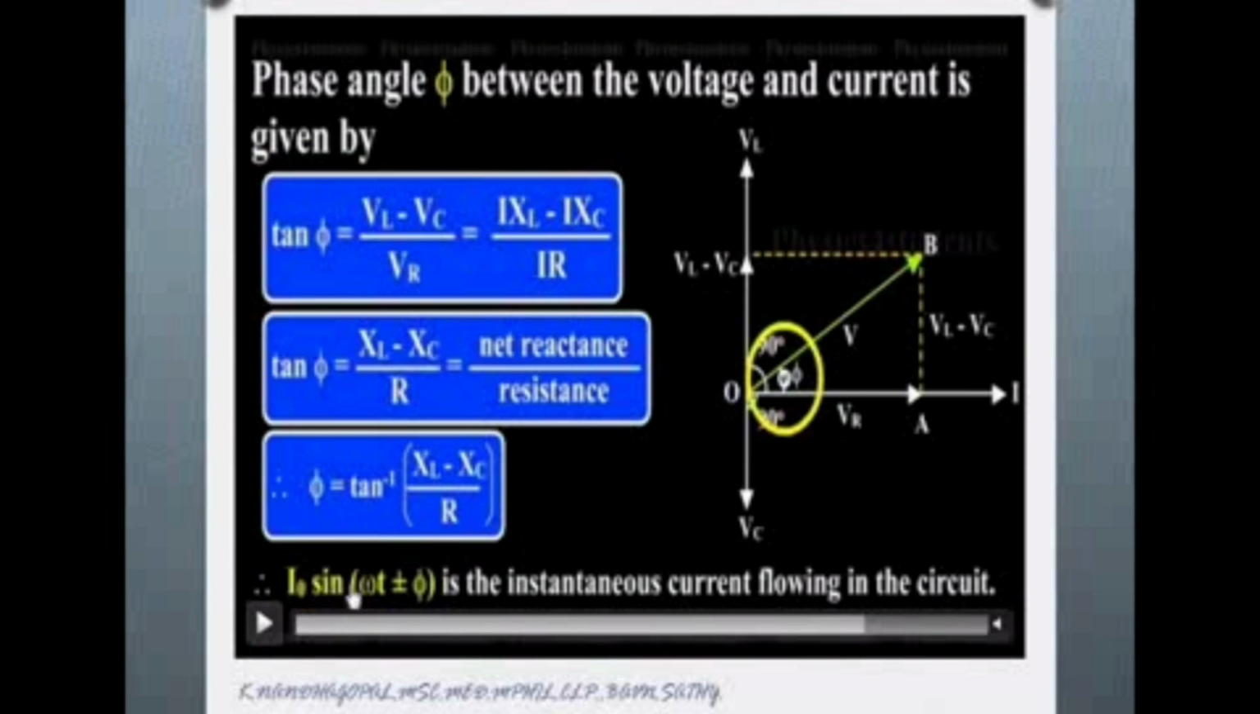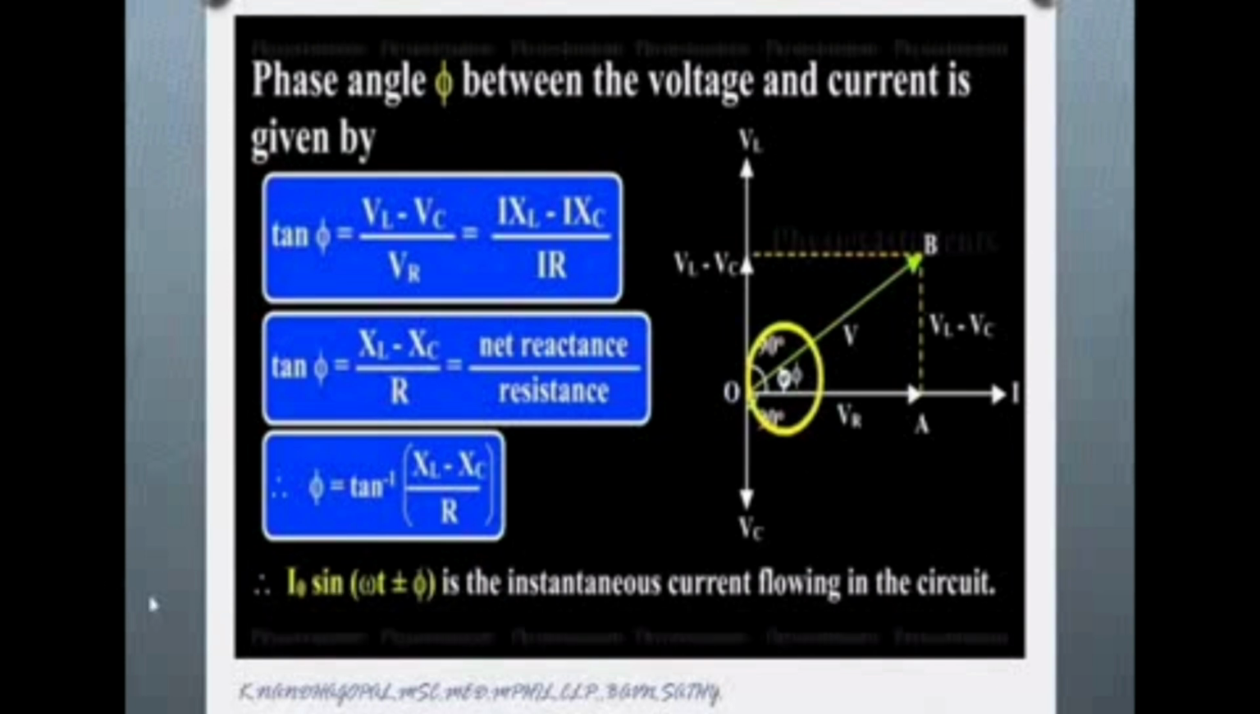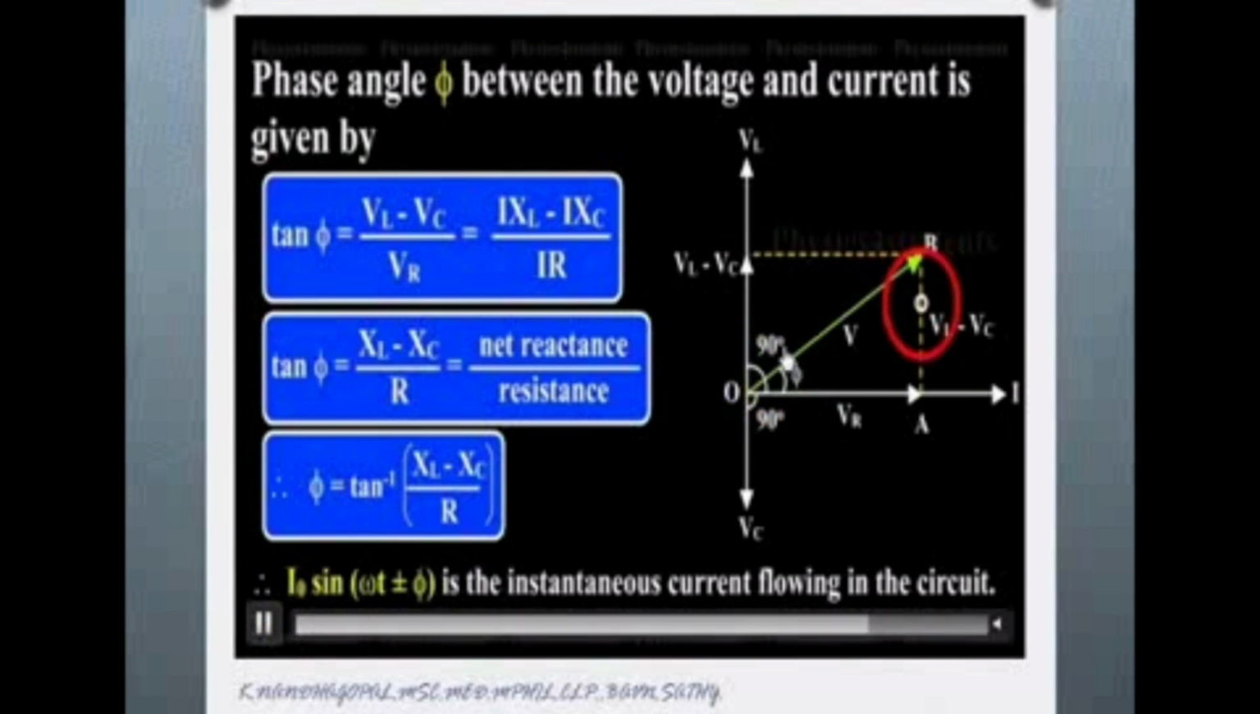So the final current I equal to I0 sin omega t plus or minus phi is the instantaneous current flowing through the circuit. Why do we put plus or minus? Suppose XL, the inductive reactance, is dominating. Inductive means the current lags behind, so you put a minus sign here. Suppose the capacitor dominates, the current leads the voltage, so you put plus phi. That's why we write plus or minus. So XL greater means minus, XC greater means plus. Depending on that, at any time the current will flow through the circuit. That is shown in the picture.